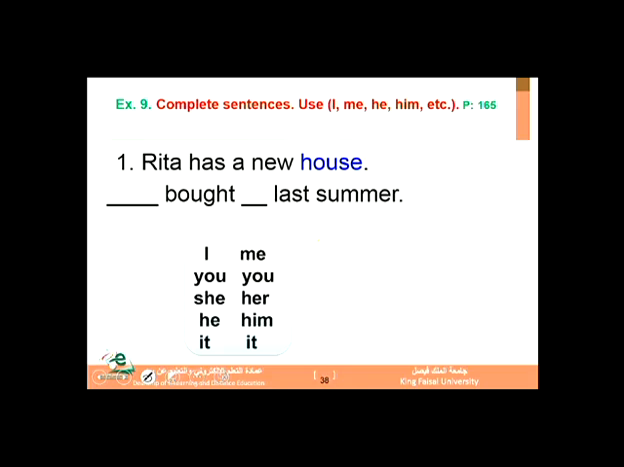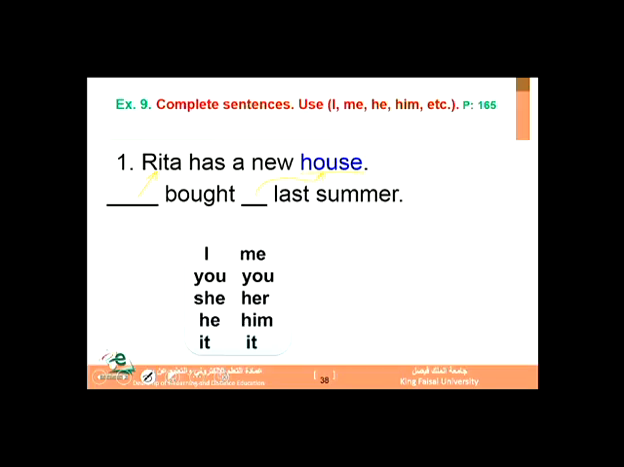Okay. Now here's another exercise on page 165 where we have exercise number 9 that asks us to complete sentences using the pronouns, whether they are subject pronouns or object pronouns. Rita has a new house. Bought last summer. We need to use a pronoun that refers back to Rita and a pronoun that refers back to the house.